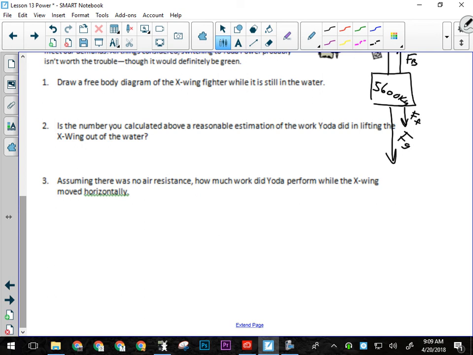But we're saying it's moving at a constant velocity. So how much work did he do while he moved it horizontally? None. To move the X-Wing horizontally would have required no work because it didn't accelerate, so there was no change in kinetic energy, and it didn't get any higher or lower, so there was no change in potential energy during the time it moved horizontally. Remember, work is a change in mechanical energy. Yoda's already done the work. He's already lifted the X-Wing out of the water. To move it horizontally through the air wouldn't require any work, provided there was no friction, which there would be, but provided there wasn't any, that would take no work at all.